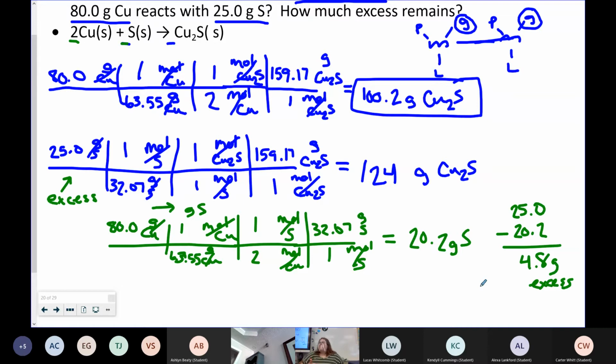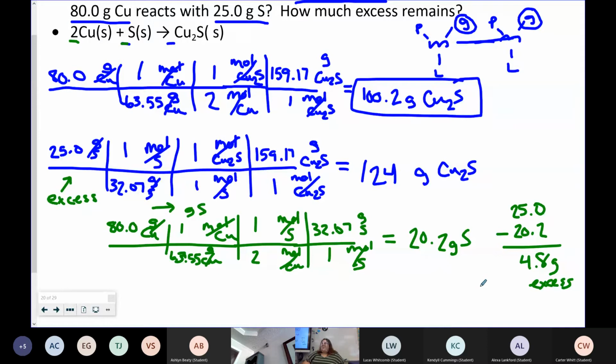So like I said, this is an example of a problem that might come up on your homework. Like I said, if it was something like a double replacement reaction, it might ask you how much of the other product is formed. So any secondary question, you're always going to start with the limiting reagent.